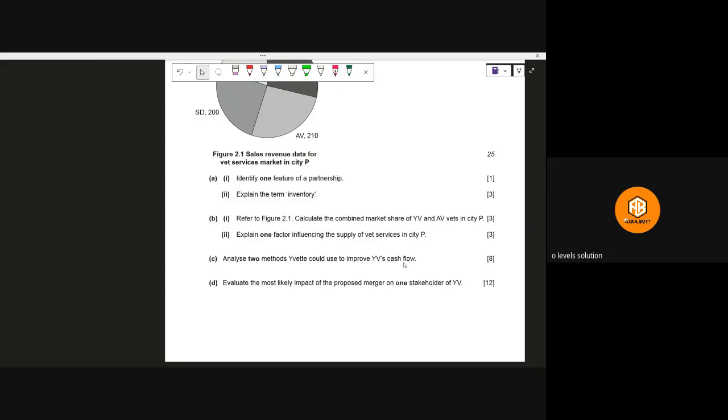Okay. So the part is: evaluate the most likely impact of the proposed merger on one stakeholder of IB. So we don't know what kind of merger they proposed, but we can talk about it: if this company will merge with another company, how will this affect the stakeholder? We know that the stakeholders are multiple: customers, owners, we have a lot of stakeholders.